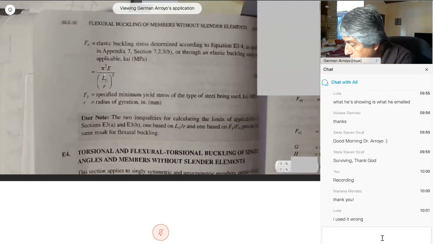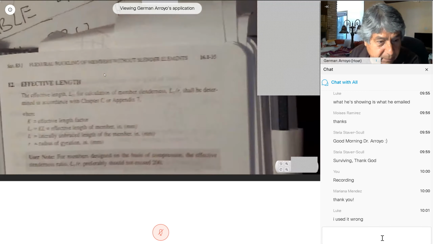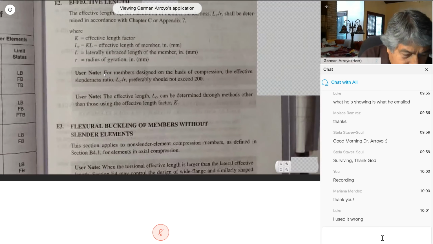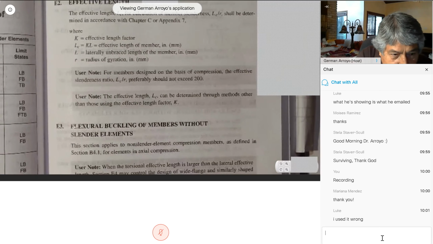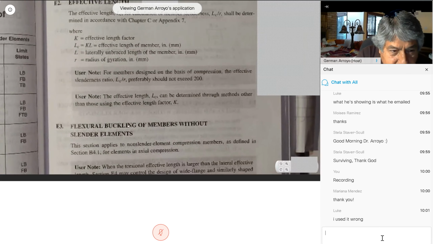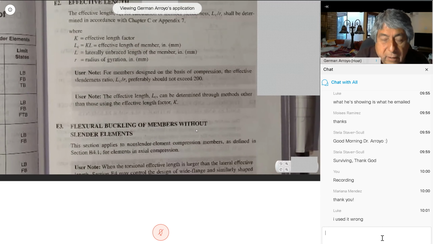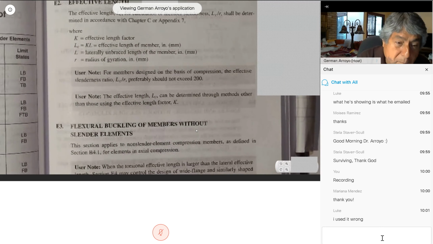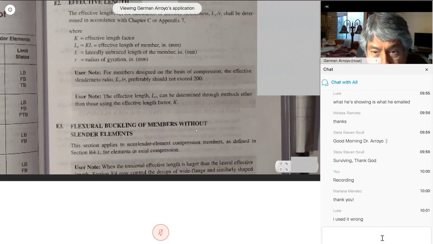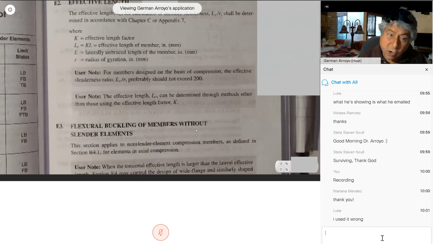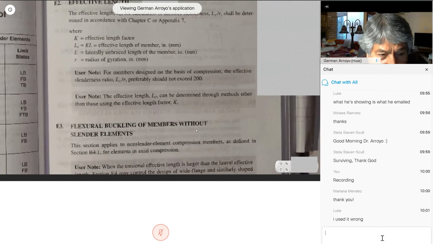This is the critical stress, the Euler critical stress, and this is K. What I want you to do is, look, the title of E3, buckling, is flexural buckling of members without slender elements. So this is the buckling we were talking about yesterday, that we put a load, it's going to try to bend about the weak axis. That's why they call it flexural buckling. Normally we call it buckling. The code had added the word flexure. It's bending.